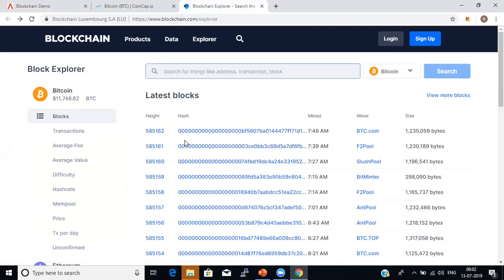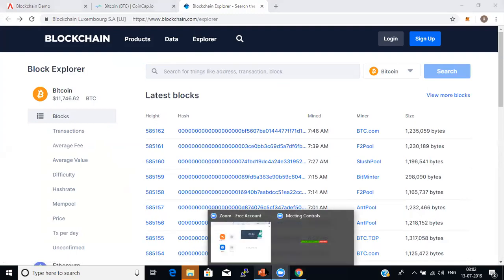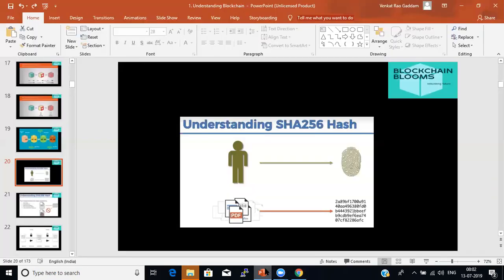Not only block hash codes, we have transactions also. For each and every transaction, we have a hash code. So all these hash codes are unique. It is highly impossible to get the same hash code for two different inputs.